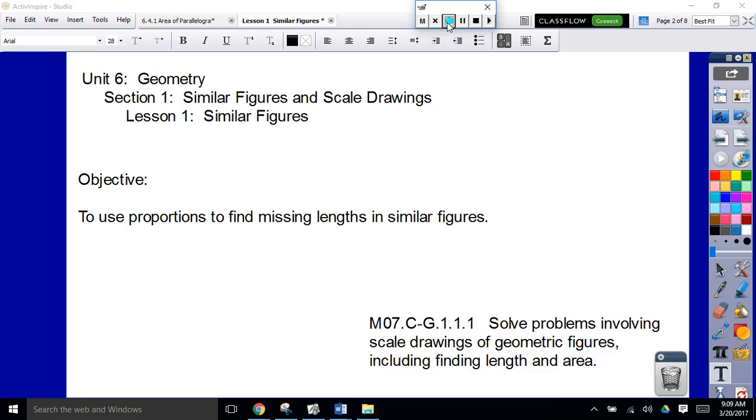Okay, so today's lesson is on geometry. So we're moving into a new unit. Geometry is probably my favorite unit. I really like geometry. That was the first math class I ever taught. So I really like it.